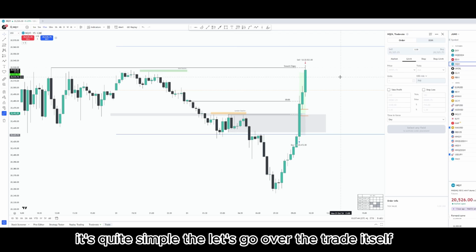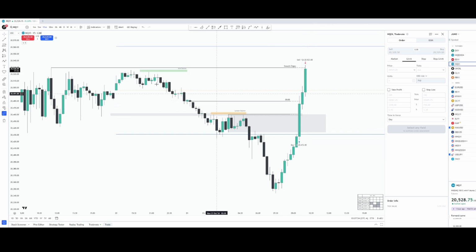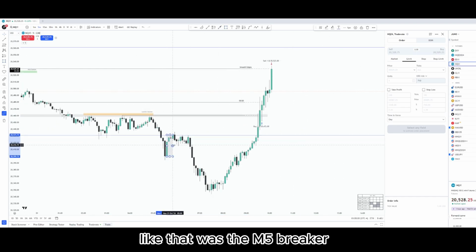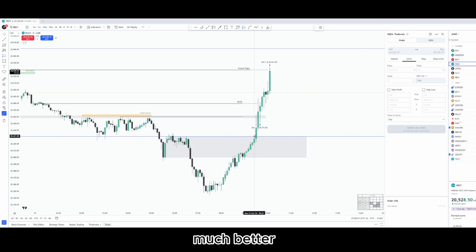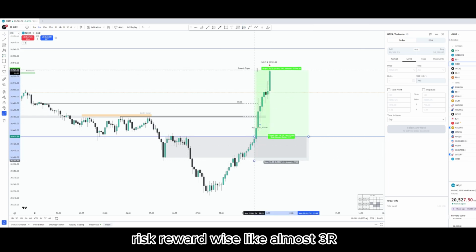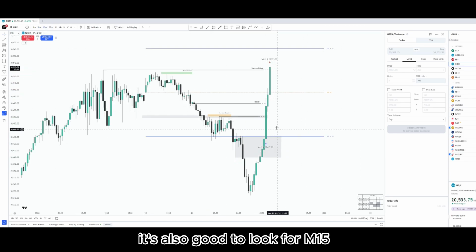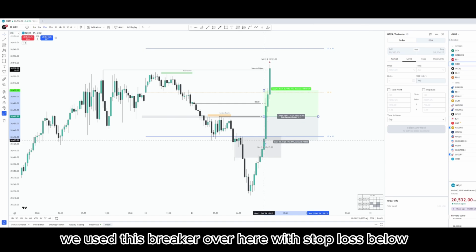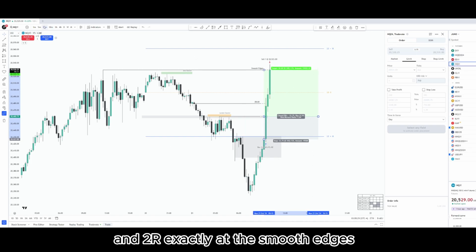It's quite simple. Let's go over the trade itself. This probably should have looked something like this. That was the M5 breaker, and probably market entry around this level. It would have been much better, risk reward wise, almost 3R. But when missing on M5 breakers, it's also good to look for M15. So in that case, we used this breaker over here with the stop loss below the manipulation level, and 2Rs exactly to the smooth edges.